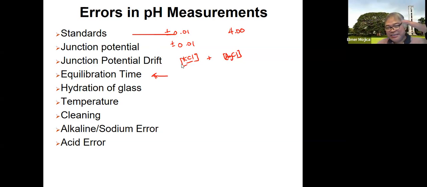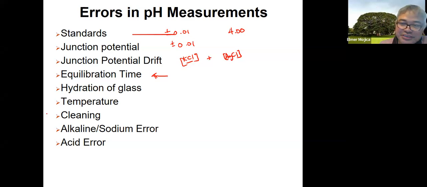Remember, the system depends on 2 equilibrium processes. So you have to wait sometimes until they are ready. And even when you dip the pH meter, you will see it keeps changing, right? Until you see what? A constant. Okay. So in terms of this equilibration time, it takes around what? 30 seconds to a minute for the electrode to equilibrate with the solution.